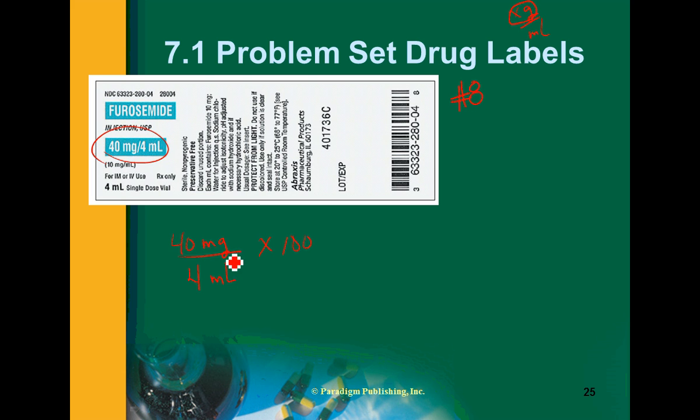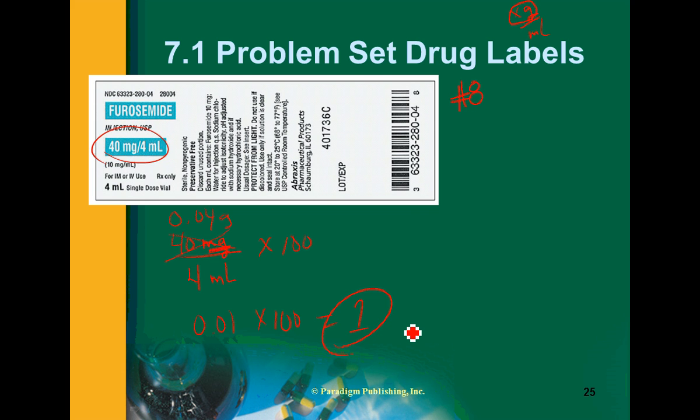But this is in milligrams, not grams, and in our question it says calculate the percentage strength, and percentage strengths are always grams. So you have to take your 40 milligrams and convert it to grams. That would be 0.04 grams. Take that, divide it by 4, multiply it by 100. If you take 0.04, divide it by 4, you get 0.01. Times that by 100, and it comes up to be 1.